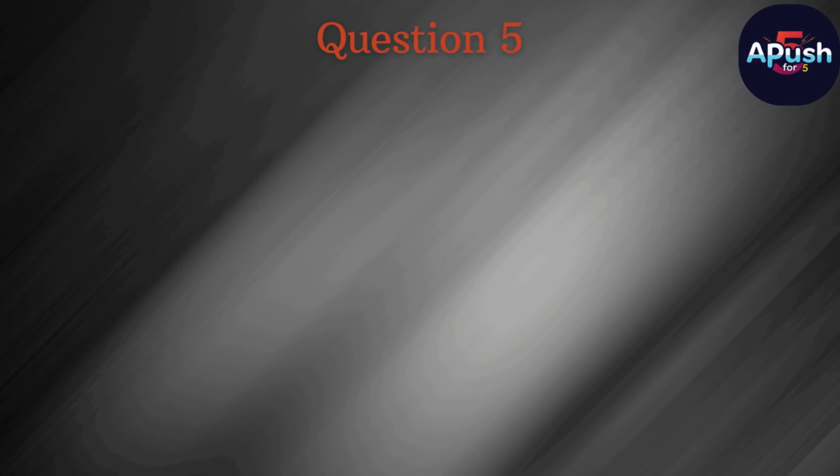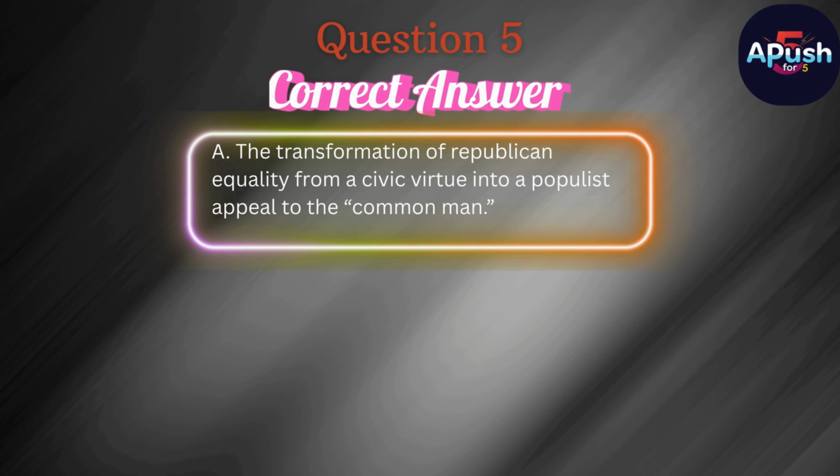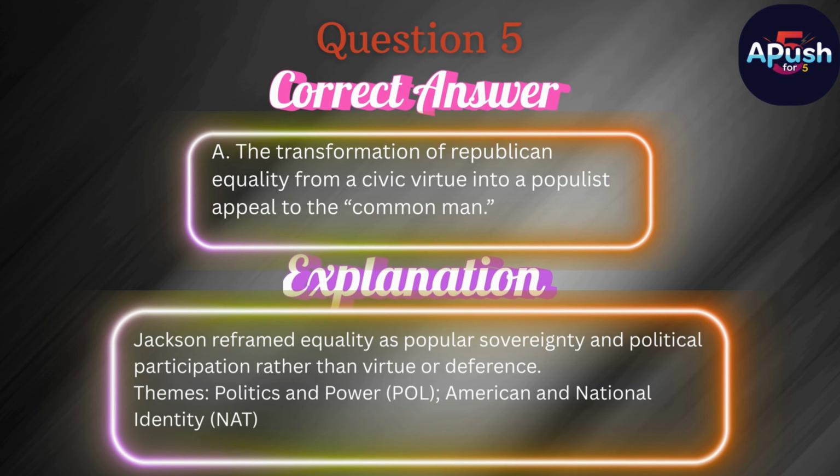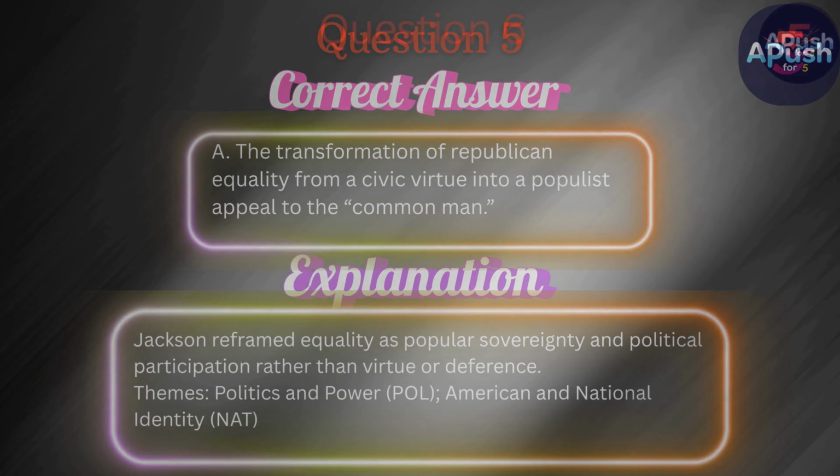The correct answer is A. The transformation of Republican equality from a civic virtue into a populist appeal to the common man. Jackson reframed equality as popular sovereignty and political participation rather than virtue or deference.